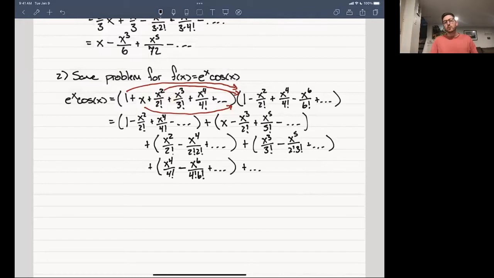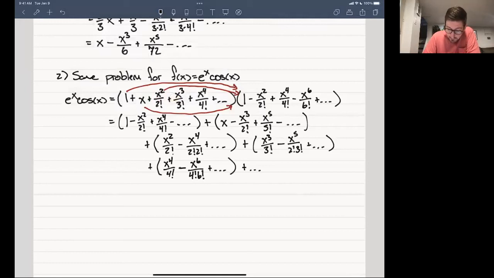Now here's the issue. I decided that I wanted to go up to polynomial degree 4. I want to find the first 5 terms of this. Okay, that's wonderful, but it comes with an issue, right? You have to be very, very careful that you're not going to miss any terms.